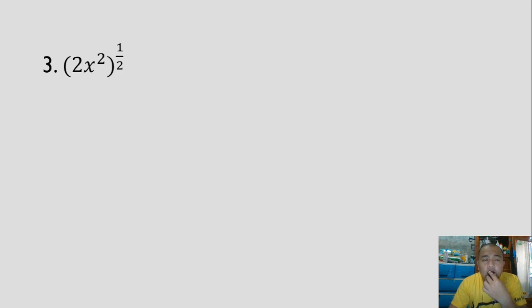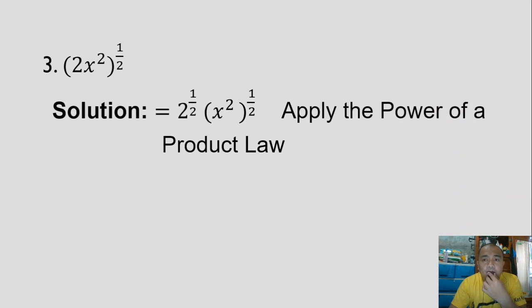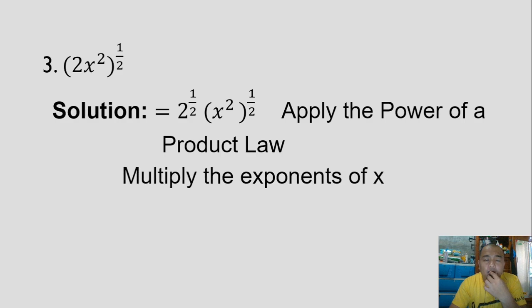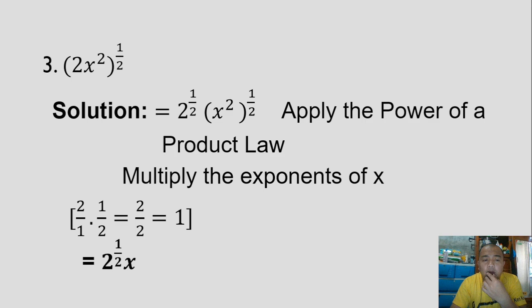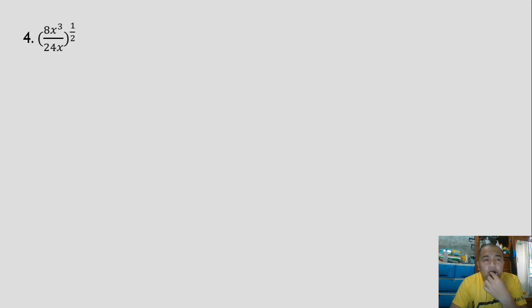How about this? 2x squared, raised to 1/2. Quantity 2x squared raised to 1/2. That means we're going to distribute the exponents. 2 raised to 1/2, x squared raised to 1/2, applying the power of the product law. Then from here, we're going to multiply 2 by 1/2, which is 1. So the answer is 2 raised to 1/2 times x. Final answer.